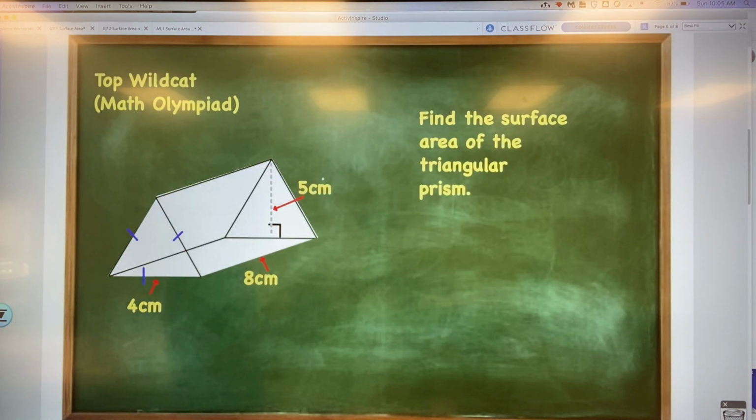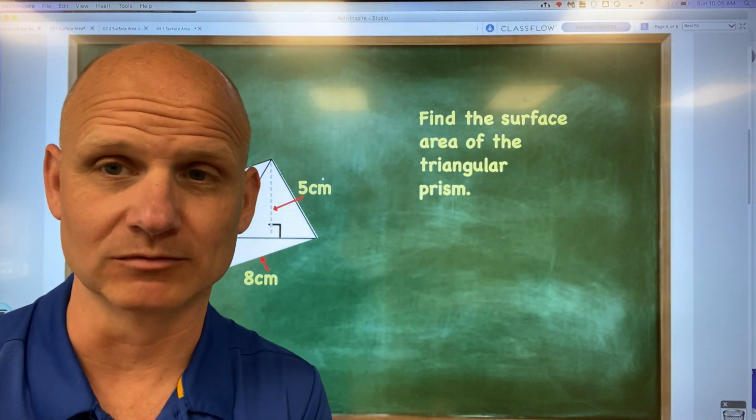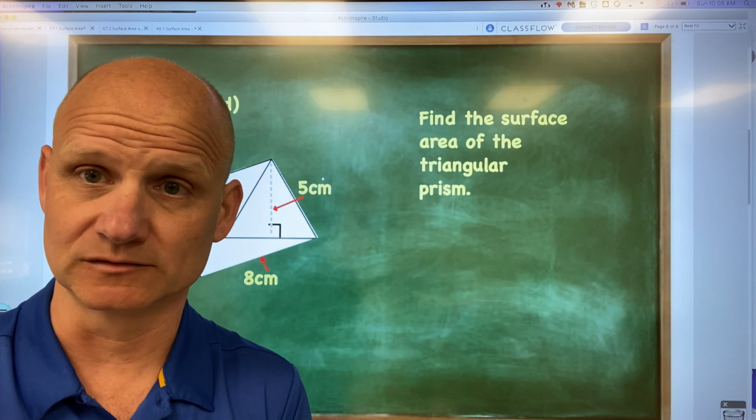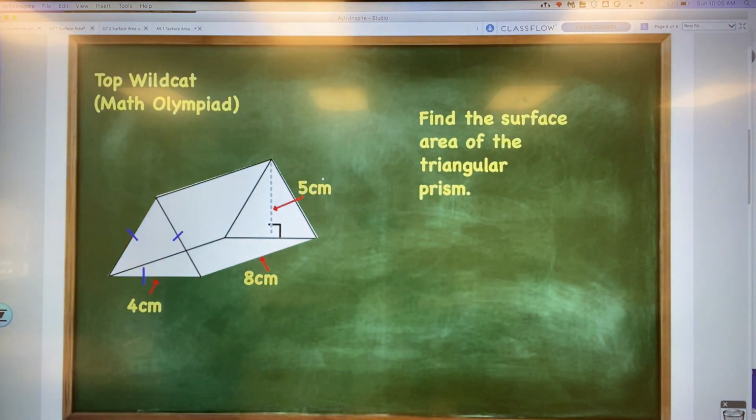And now, ta-da, a top wildcat problem. Find the total surface area of this triangular prism. Can you do that? Find the total surface area of the triangular prism.